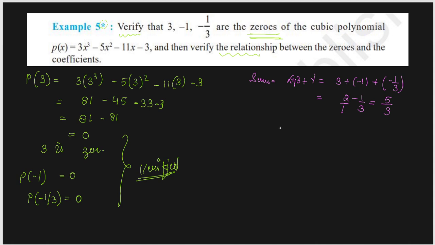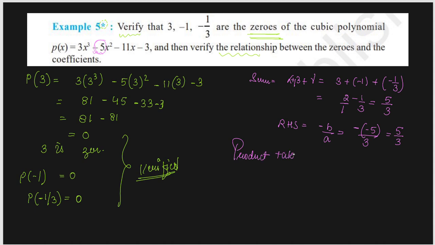Take the right hand side. This is minus b over a. From here it's minus, and b is already negative, so it will be negative of negative 5 over 3. So this will turn out to be 5 over 3. Okay, coming up to the product.